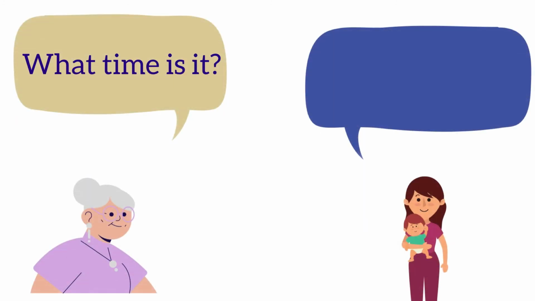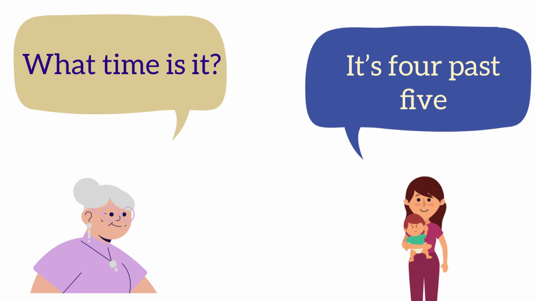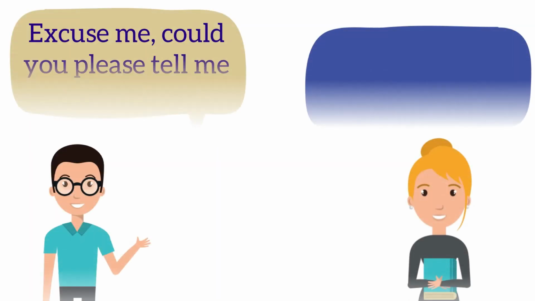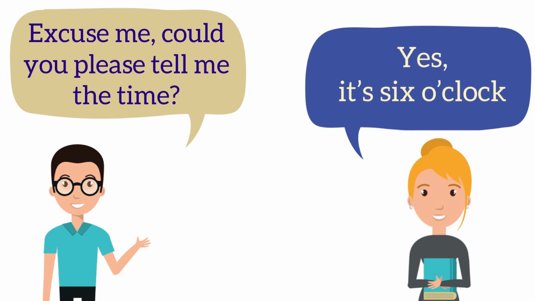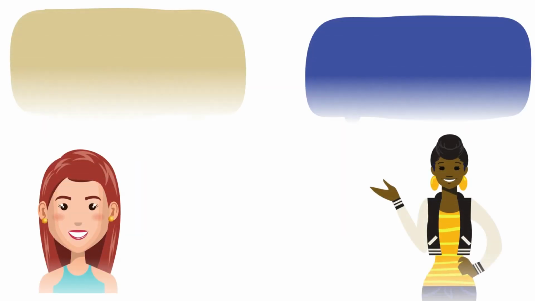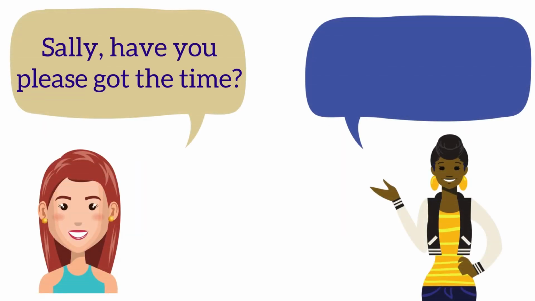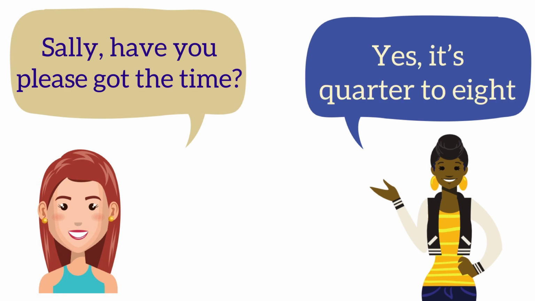Let's repeat these examples one more time. What time is it? It's 4 past 5. Excuse me, could you please tell me the time? Yes, it's 6 o'clock. Sally, have you got the time, please? Yes, it's 7:45. Great job.